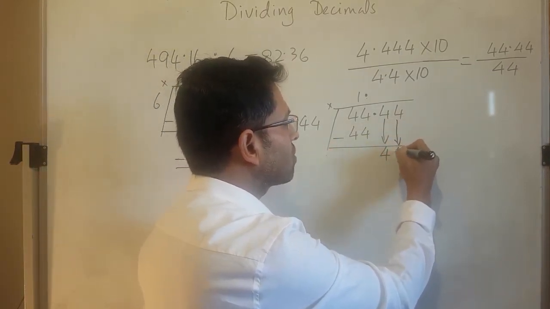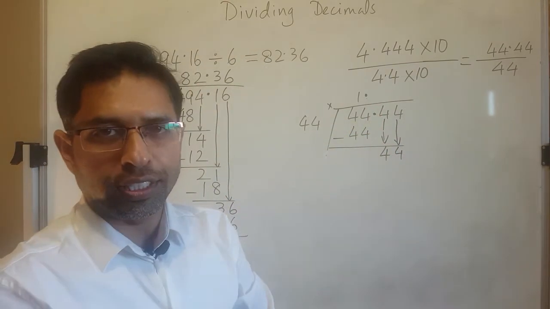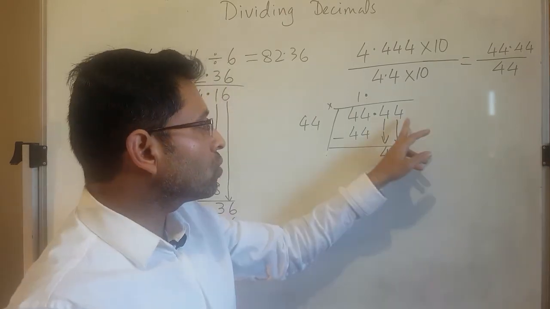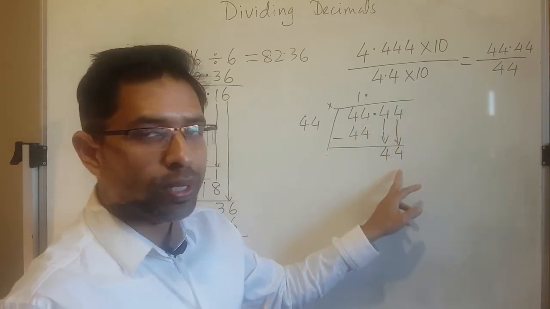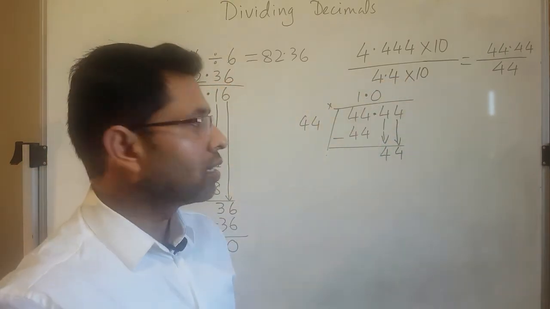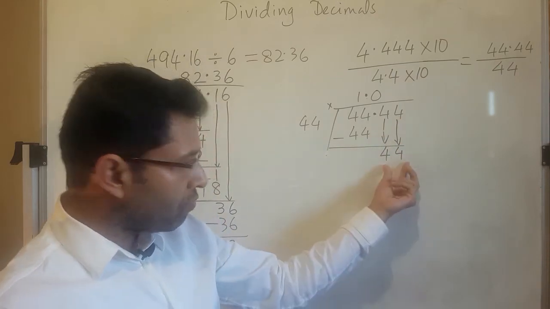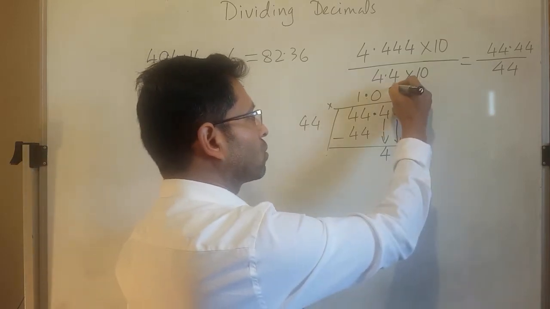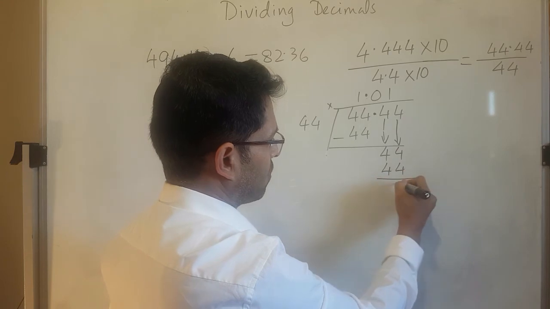Then we need to go for the next one. But you can't just go for the next one. The first time you are allowed to bring down one digit, but the second time, not. In order to bring down the second one, we have to give an extra 0 to our answer. When you give the extra 0, then you are allowed to bring it down. Now we have 44, and 44 can be divided by 44. Again, it goes 1 time, so 44 times 1 is 44.